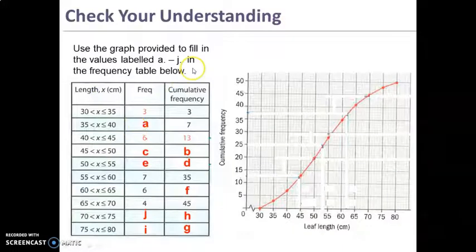Okay, so now let's check your understanding. Here's a cumulative frequency table, or a frequency table, and it has a cumulative frequency column. We can see the graph provided here for this cumulative frequency. So using the graph and using the numbers you see here, let's figure out what A is. What's A? Okay, not just A. Find the values of A through G, all of them. All of them, all right?